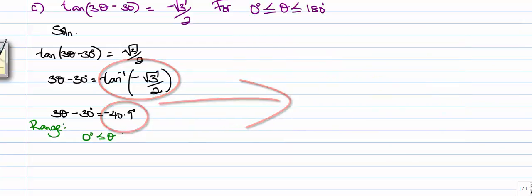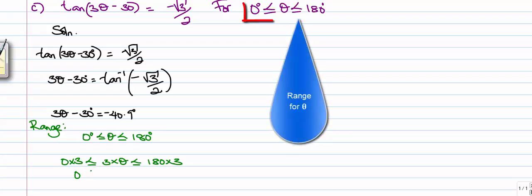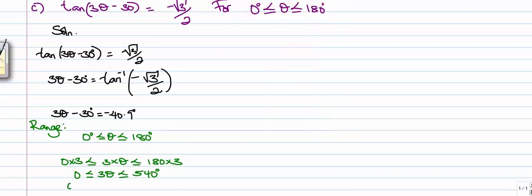And so the arctan of root 3 over 2 is 40.9, but it is lying in the quadrants in which tan is negative. Remember, because we are dealing with angles of 3 theta minus 30 degrees, we have to get the range for 3 theta minus 30 degrees. So first, by multiplying through by 3 on all sides, then later subtract 30 on all sides such that we obtain the range for 3 theta minus 30.